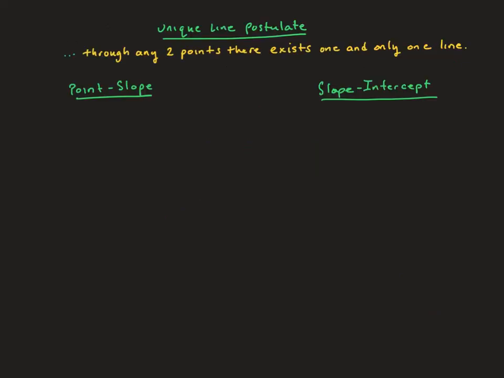Now, using this unique line postulate, through any 2 points there exists only one line, what we're going to be doing here is looking for the information that we need to create the equation of a line in both point slope and slope intercept.